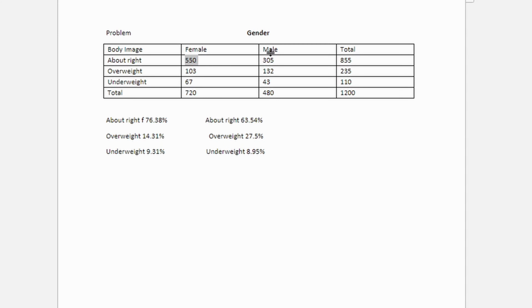And now we're going to do the same thing here for males who answered. So about right, go to your calculator, 305 divided by 480, you're going to get 63.54%. And now we're going to do the same thing for overweight and get the answer of 27.50%. And underweight, we're going to get 8.95%.